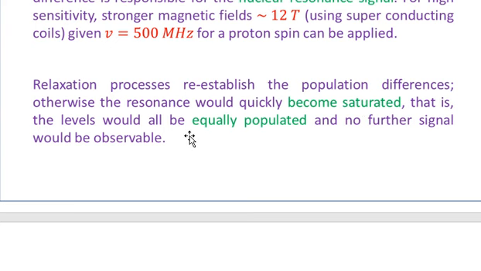That is, the levels would all be equally populated, and no further signal would be observable. So a relaxation process is required so that a small difference of population is always present between the two Zeeman levels or between the two hyperfine levels, depending upon the magnitude of the applied magnetic field. Otherwise, if the population becomes exactly equal, no further signals would be observable.